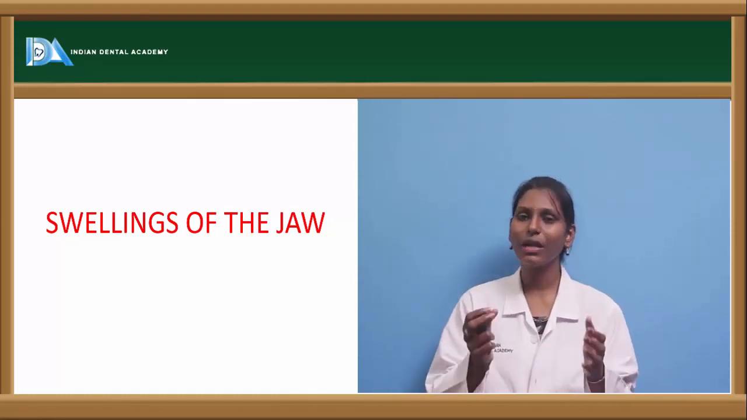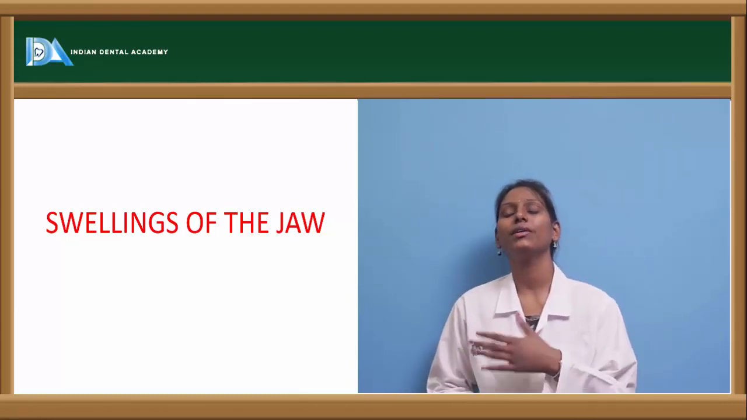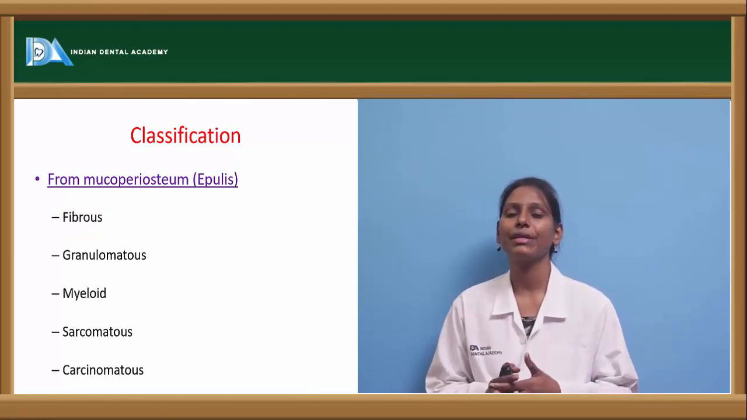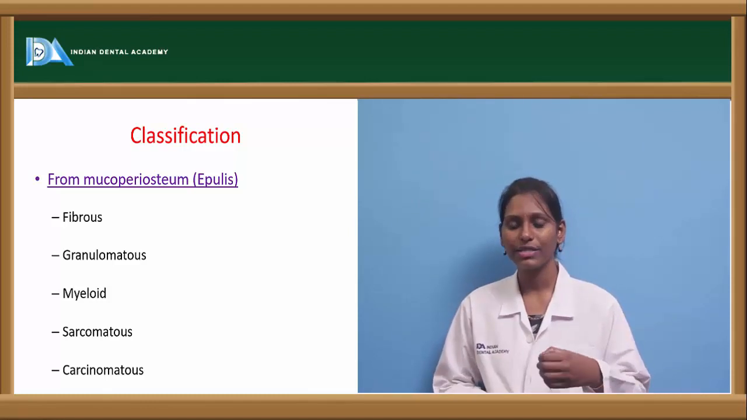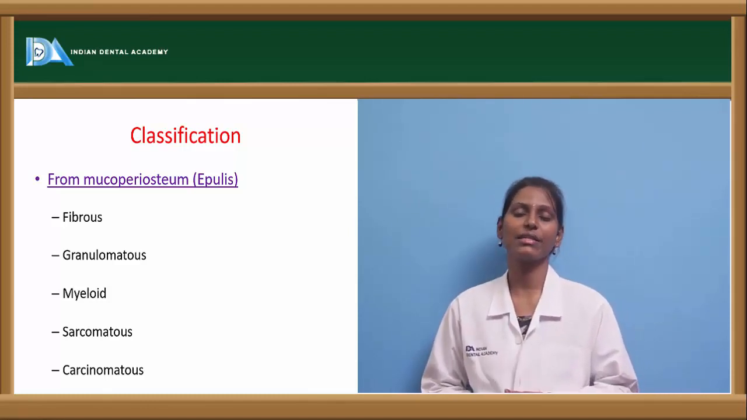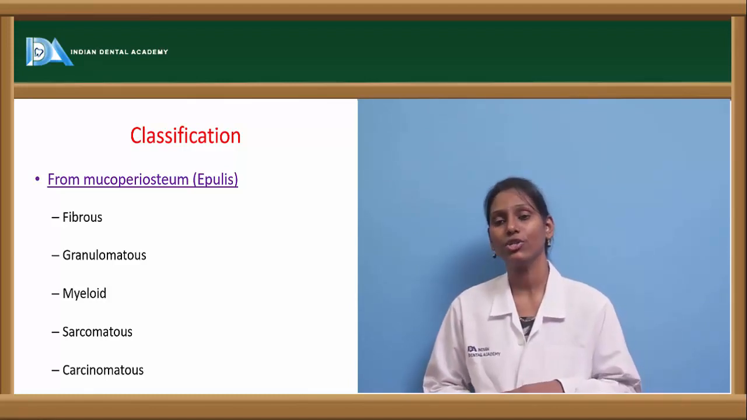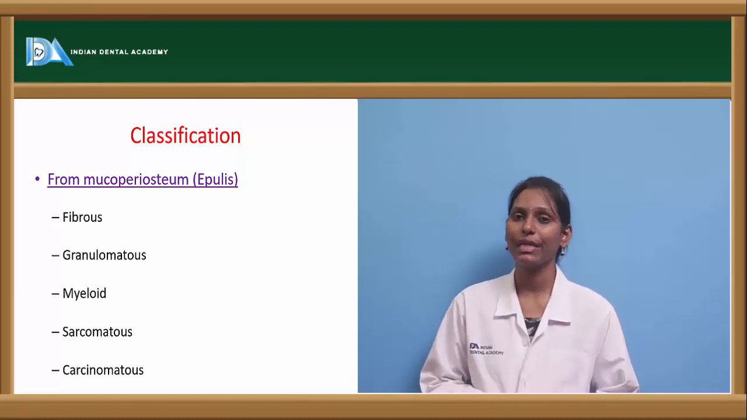You can have a small abscess itself, infectious in origin. So these all come under various swellings of the jaw. So today we will be discussing in brief about different types of swellings of the jaw. We will discuss the soft tissue swellings and the hard tissue swellings, and also two important jaw swellings, that is dentigerous cyst and also the ameloblastoma, which is a benign tumor.